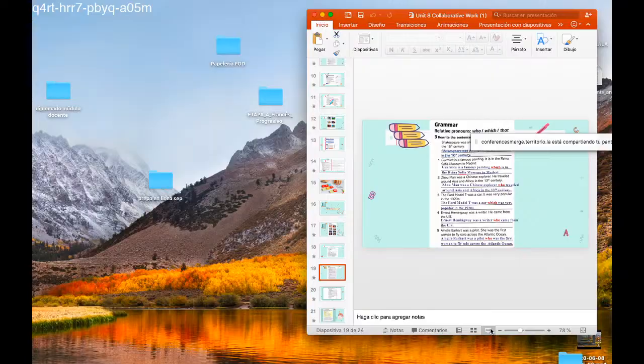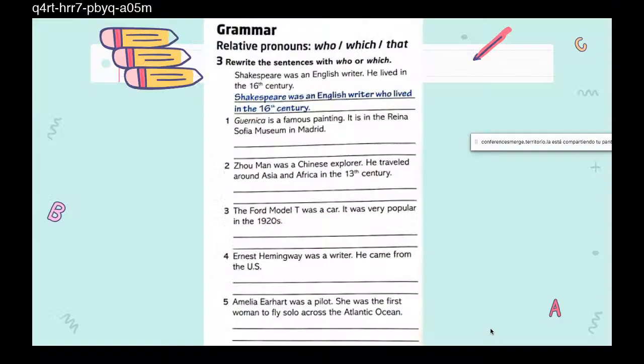So the next one, that was corresponding to our grammar, relative pronouns, who, which, and that. As we did in the first class, as we worked during the student book, in this exercise we are going to rewrite the sentences using which, sorry, or who, and also we can use that. So over here we have just two options, who or which. That's the only thing that we are going to use. But also, again, we can use that in both of the cases.